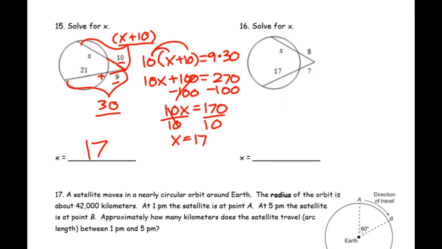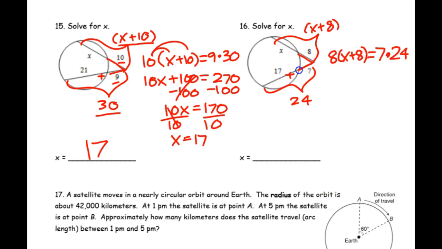16, same idea. So outside is 7, whole thing is 17 plus 7, 24. Outside is 8, whole thing is x plus 8. So let's do that. Outside is 8, whole thing is x plus 8, equals outside is 7, whole thing is 24.